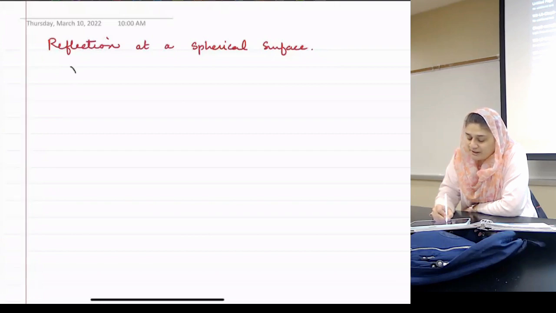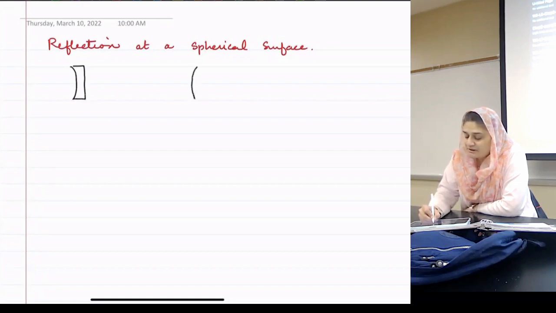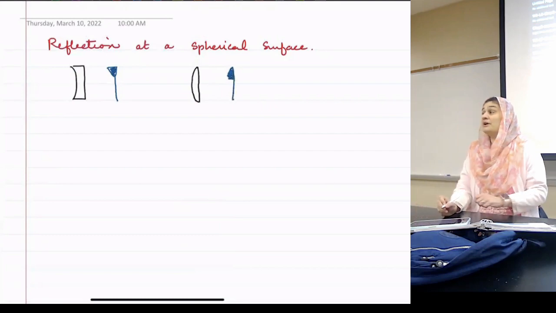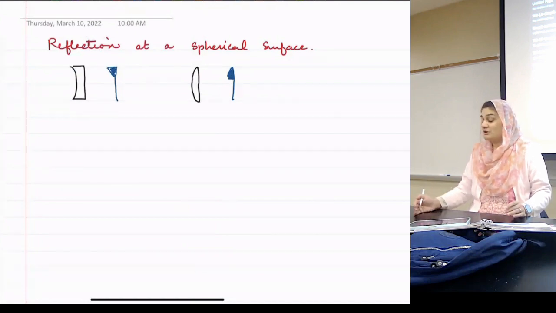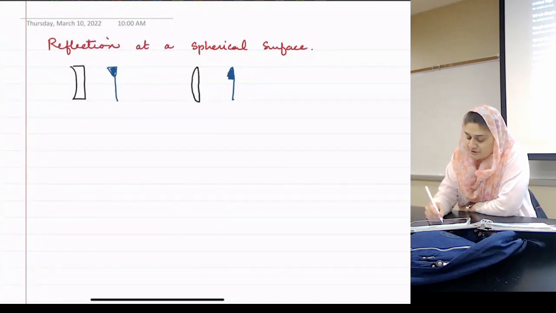We talked about a positive lens and we talked about a negative lens. And we said that these were made like that, and these were made like that. Since we're talking about a reflecting surface, we're going to be talking about a mirror. So mirrors are what we are concerned about now.